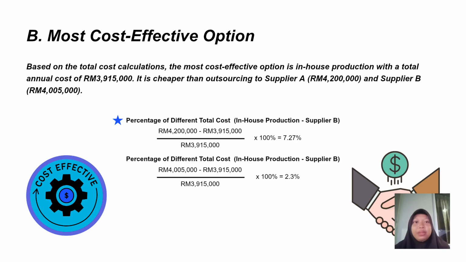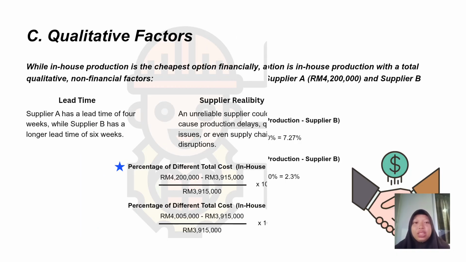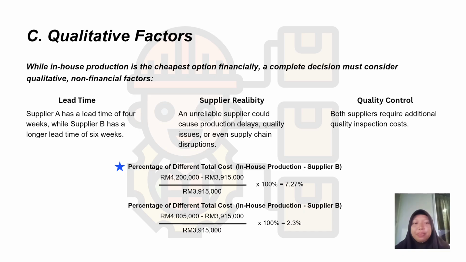From a financial perspective, the most cost-effective option is to continue with in-house production at a total cost of 3,915,000 ringgit. It is cheaper than both outsourcing options, while the cost difference between in-house production and the cheapest outsourcing option, supplier B, is minimal, only a 2.3% increase in cost.